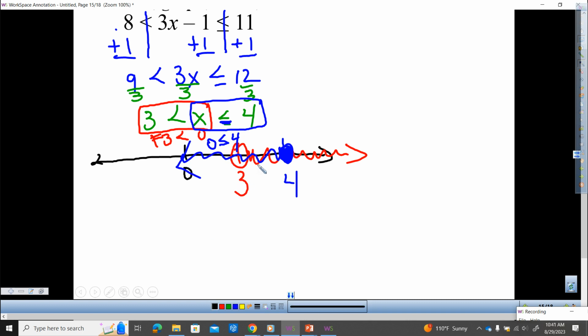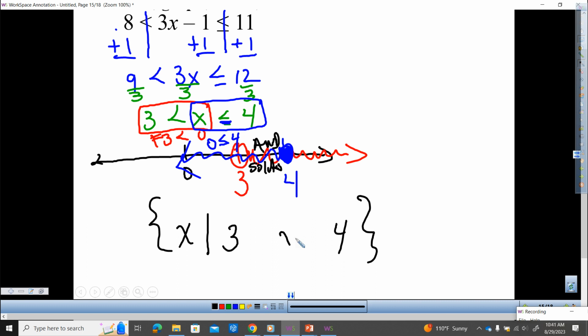So what are my solutions in between those two numbers? Write your solution set, see what it looks like. It should have been written x such that 3 less than x, with x in between, arrows to the left. However, look up. This one had a what? An equal sign. Yes.